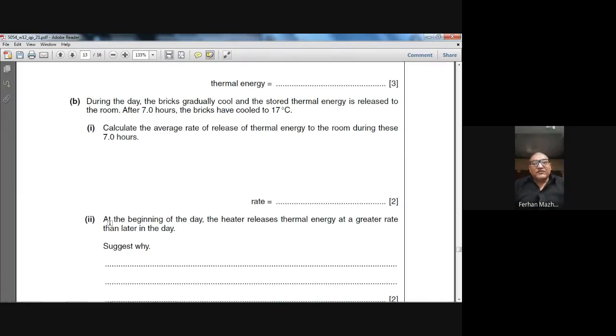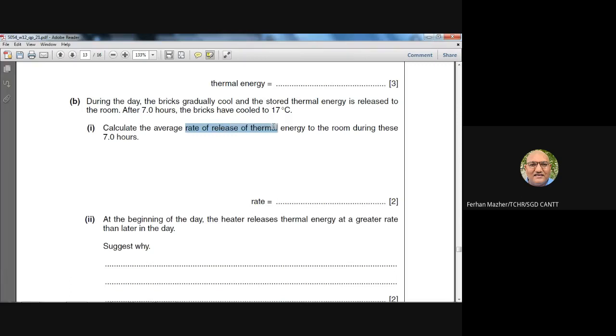So the same amount of energy which we just calculated, that was required to raise the temperature from 17 degrees centigrade to 96 degrees centigrade, the same energy will be released when the bricks cool from 96 degrees centigrade back to 17 degrees centigrade. So I will use the same thermal energy, and I know the time duration, that is 7 hours. I want to find out the average rate of release of thermal energy.